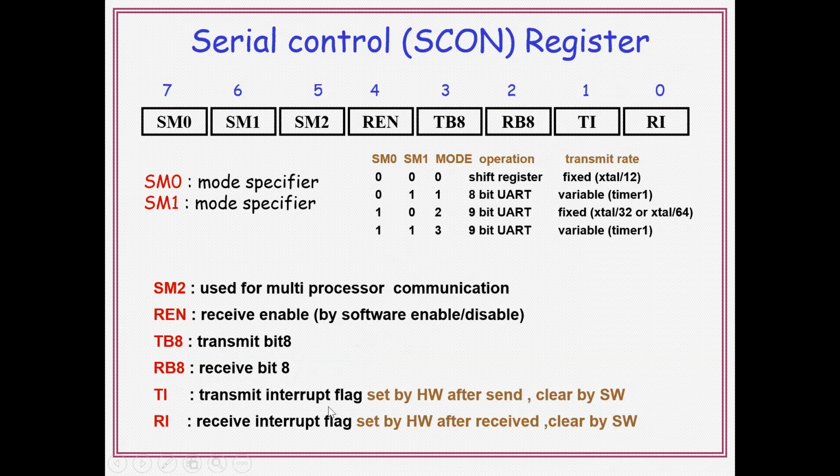TI indicates the transmit interrupt flag, set by hardware after send, cleared by software. So whenever transmission is completed, automatically TI equals 1. If receiving is completed, then automatically RI equals 1. So these are set by hardware and cleared by software.